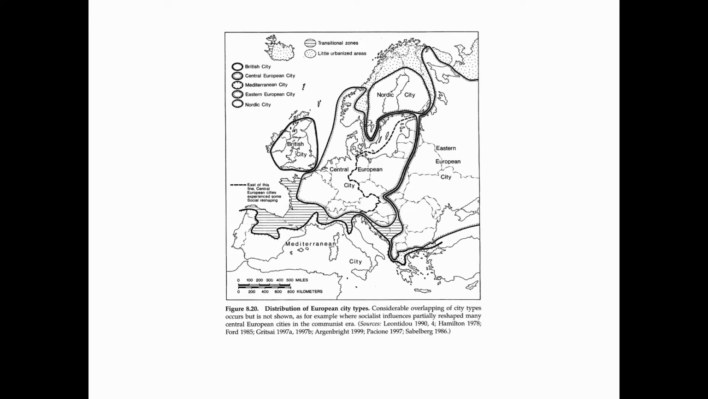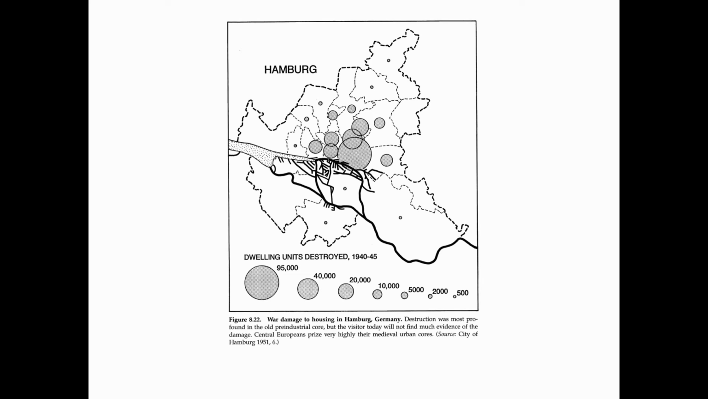There's a great importance that is placed on that pre-industrial core. So, for instance, this is a map that shows war damage to housing and the industrial core of Hamburg in Germany. The destruction was very profound in that old pre-industrial core. But today, if you go to Hamburg, you're not going to find much evidence of it because the Germans were very good about rebuilding their industrial core.